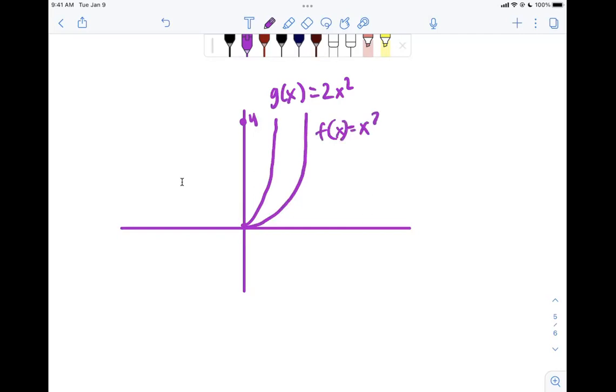And the question is, what's the area of the region bounded by these two functions when they're rotated around the y-axis between 0 and 4? So we're assuming it's bounded by y equals 4. So I'll pause for a moment, see if you can figure that out.